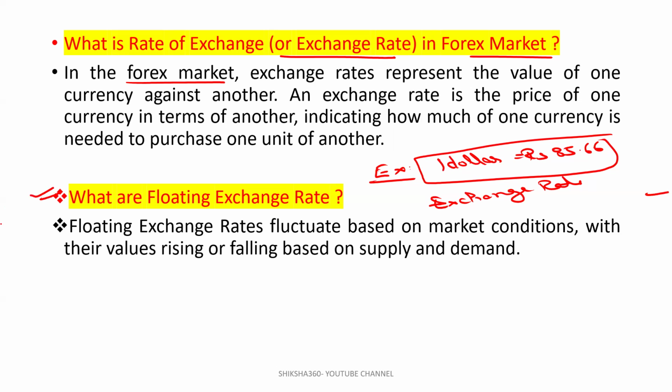Next one, what is the floating exchange rate? Clear? Next point which we have to cover, that is, what is the floating exchange rate? Floating exchange rates fluctuate based on the market conditions. Very, very important. Rates are continuously fluctuating. Basically, on which basis? That is on the market condition, with their values rising or falling based on the supply and demand. Clear? On the basis of the supply and demand.